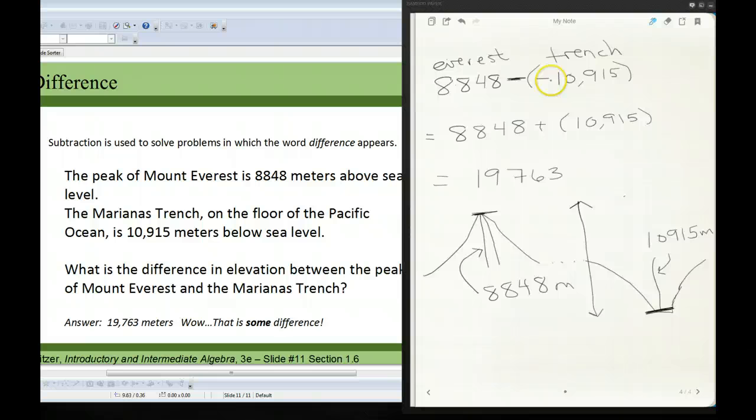Well, this is a subtraction problem just like we did a second ago. So what do we do? We change subtraction to addition, and we replace negative 10,915 with its additive inverse, which is 10,915. And now we perform the addition to get 19,763 meters. Pretty impressive. On to section 1.7.